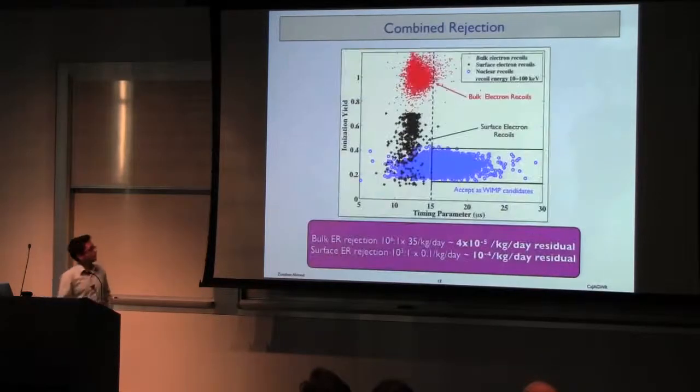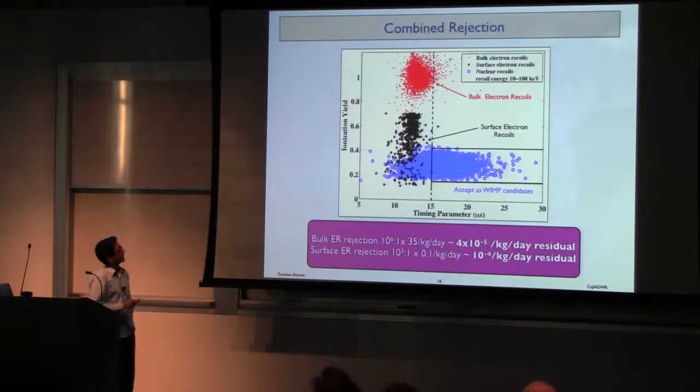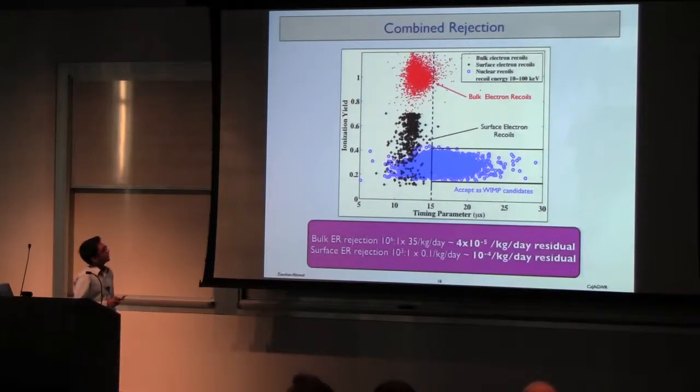Okay, so this is what the combined rejection looks like. Over here on the vertical axis I've left ionization yield up, and on the horizontal axis I've put this timing parameter that we just saw in the previous plot. So the bulk gammas were being pretty well rejected anyway by ionization yield. Now you had these surface electrons that were drooping down into the signal region, except using this timing parameter we can exclude them and define this box over here as a signal region. Now all of this is again from calibration data. This is not WIMPs obviously, otherwise you would have heard.